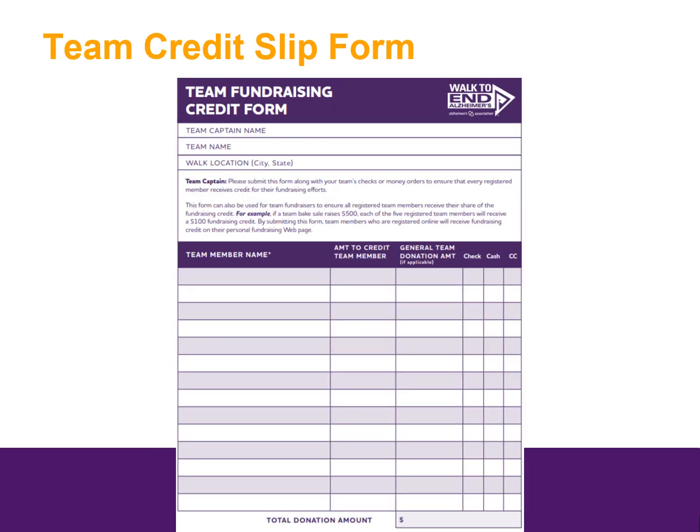Here's the team credit form. You would use this if you have someone donating to multiple people on your team. The example given is if you hosted a bake sale and raised $500, but you wanted that money divided among the team. Just fill out this form with who the money should go to, along with how much and whether it was check, cash, or a credit card. Reminder that all checks should be made payable to the Alzheimer's Association.